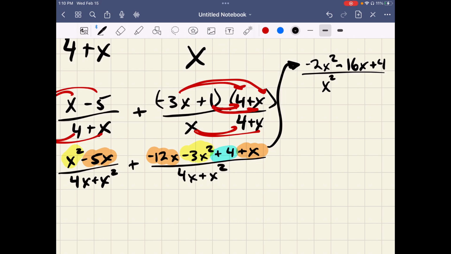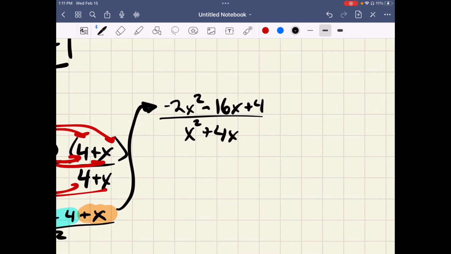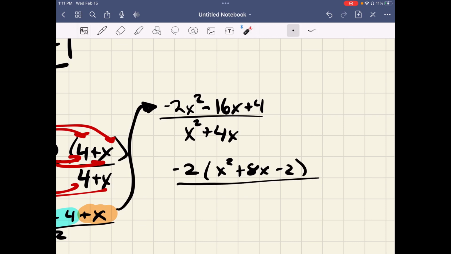I'm going to rewrite it a bit: x squared plus 4x. All I did was write it in standard form. From here, we're going to double check that I can't factor anything else out, just to simplify it as best we can. In the numerator, I have 2, 16, and 4 as my coefficients, and I can factor 2 out of those. So I get minus 2 times x squared plus 8x minus 2. On the denominator, I have x squared and an x, so I can factor an x out of both of those and get x plus 4.